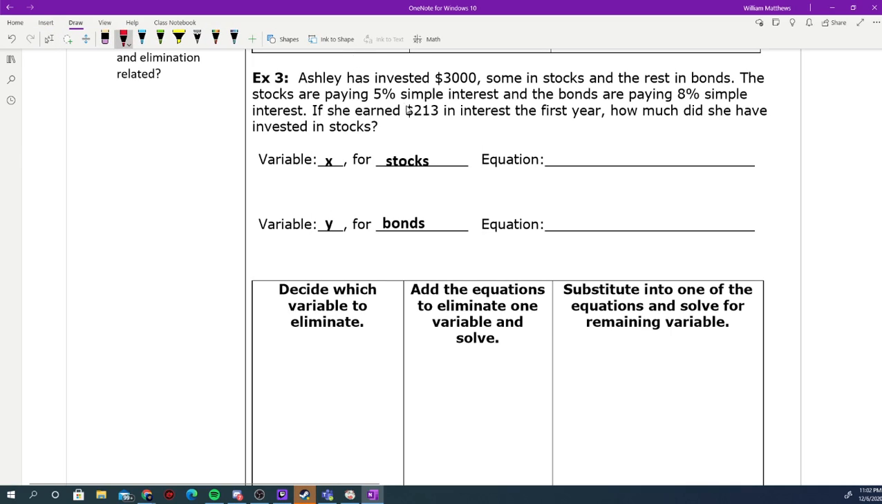Now to break down each part so that we can create the equation, it says that she has invested $3,000. That is a total cost that was just in stocks and bonds. It did not say anything else, so those are the two things that I would be adding together. So my stocks and my bonds add up to equal $3,000.